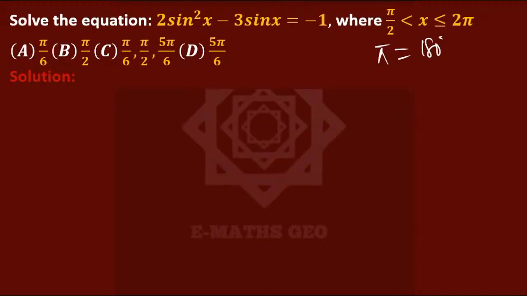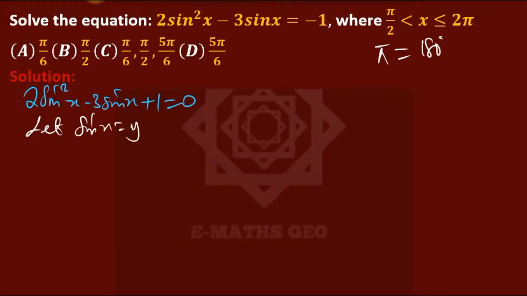So let's solve. First of all, let's move everything to the left-hand side: minus 1 to the plus 1, equal to 0. To make it easy, let's let sin x be y. So we now have 2y squared minus 3y plus 1 equal to 0.